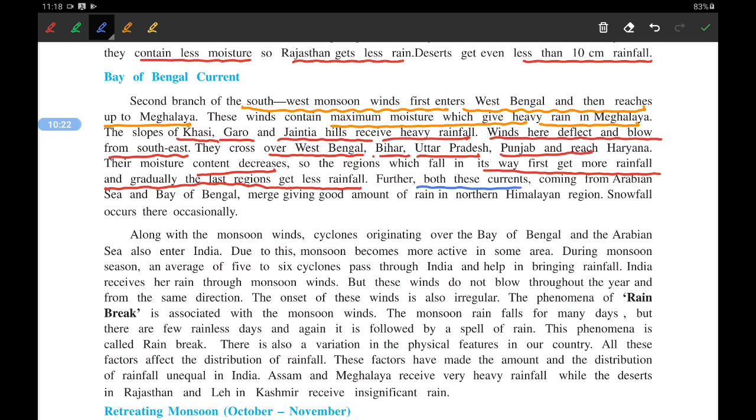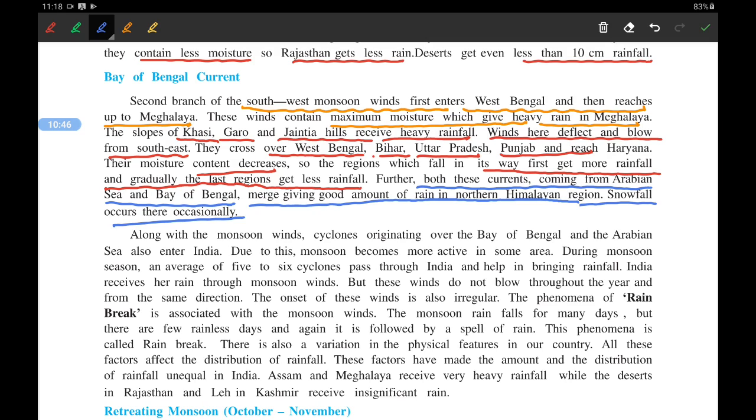Further, both these currents coming from the Arabian Sea and the Bay of Bengal merge, giving a good amount of rainfall in the North Himalayan region. Snowfall occurs occasionally. So when they both merge, they give a lot of rainfall in the North Himalayan regions, and they also give snowfall.